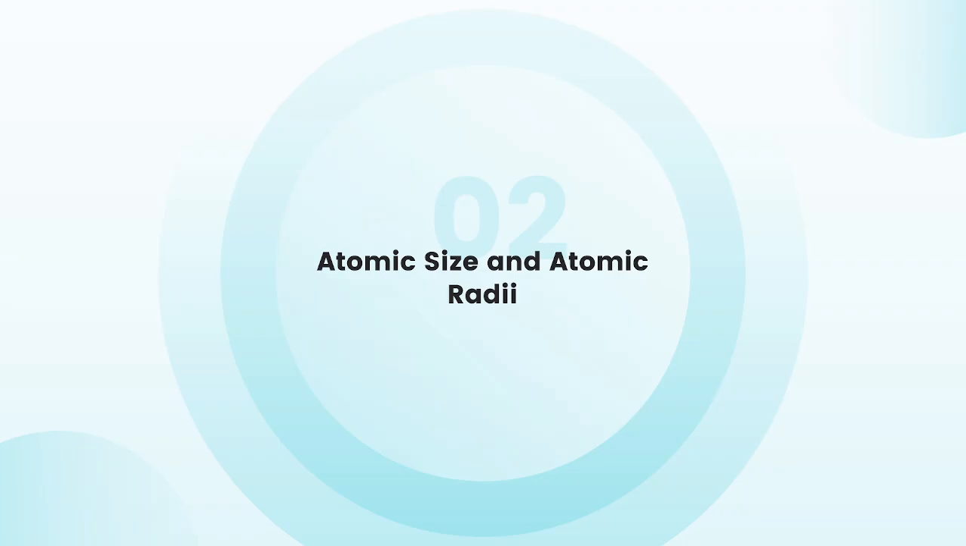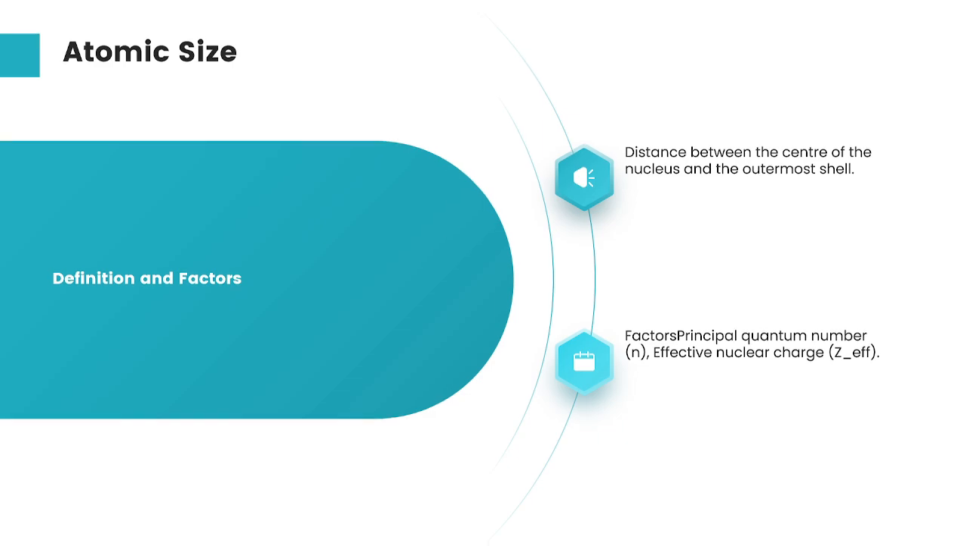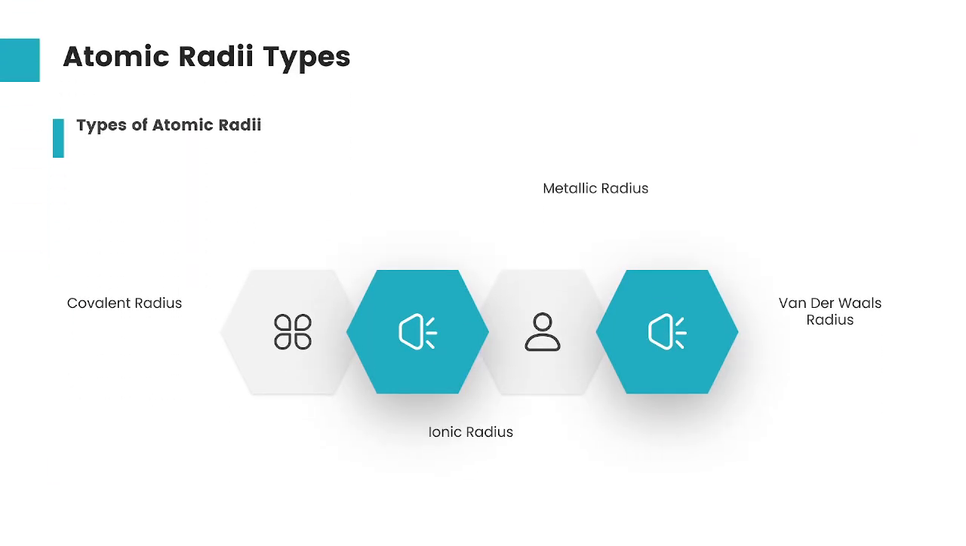Atomic size and atomic radii. This is the distance between the center of the nucleus and the outermost shell. Trend across the period and groups: it decreases across a period and increases down a group. Types of atomic radii. There are many types of atomic radii, that is covalent radius, ionic radius, metallic radius, van der Waals radius.